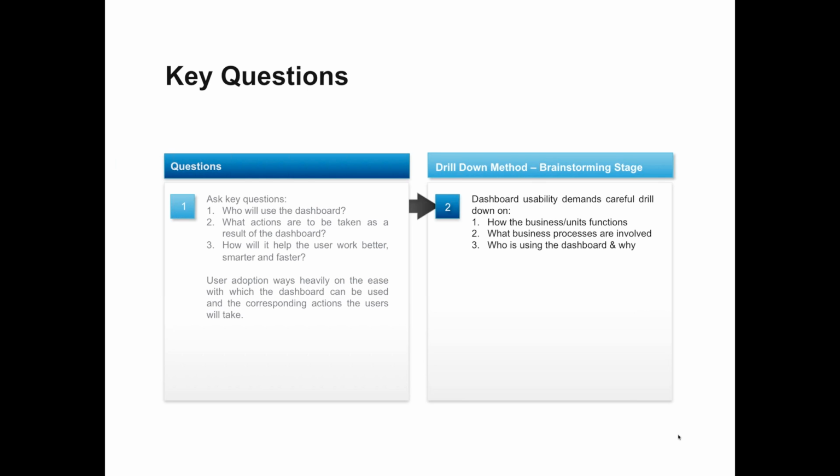So user adoption weighs heavily on the ease with which the dashboard can be used and the corresponding actions the users will take. So the drill down method in the brainstorming stage is very important. Dashboard usability demands careful drill down on how the business or units function that will be using the dashboard, what business processes are involved, and who is using the dashboard and why.